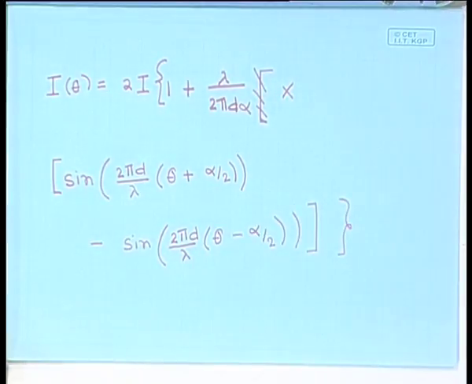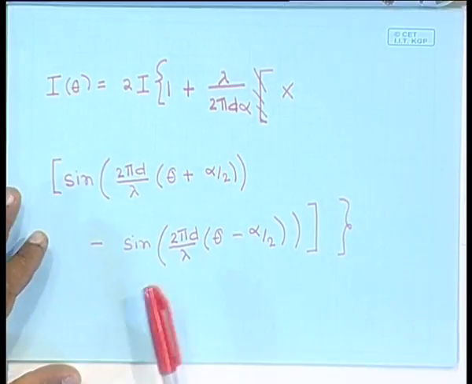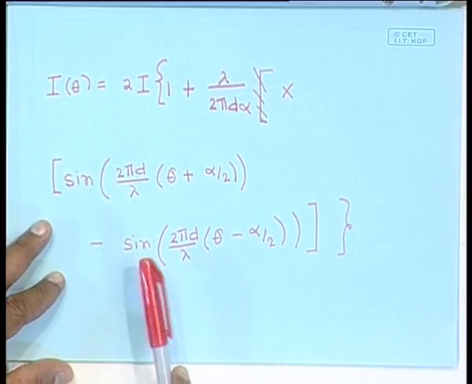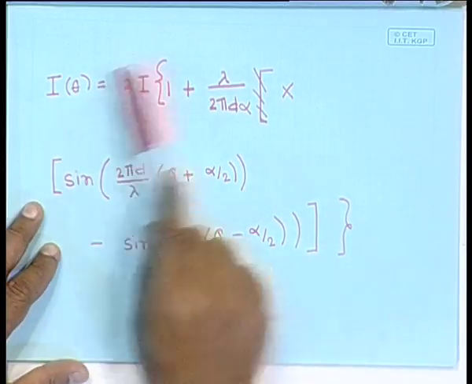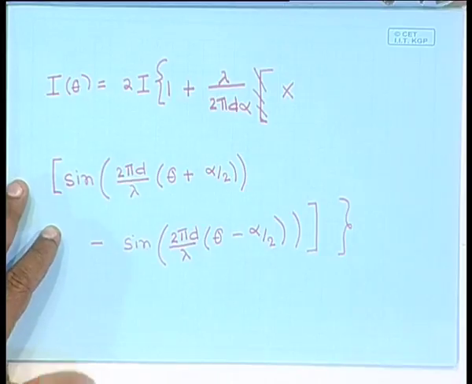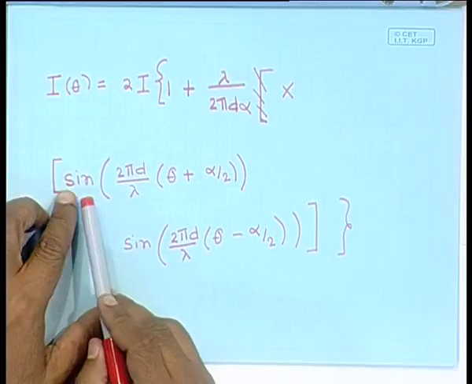So, this is the intensity at any point theta on the screen. I have added up the contribution from all angles beta in the range minus alpha by 2 to alpha by 2, which gives me the expression over here. Now, this expression can be a little more simplified.